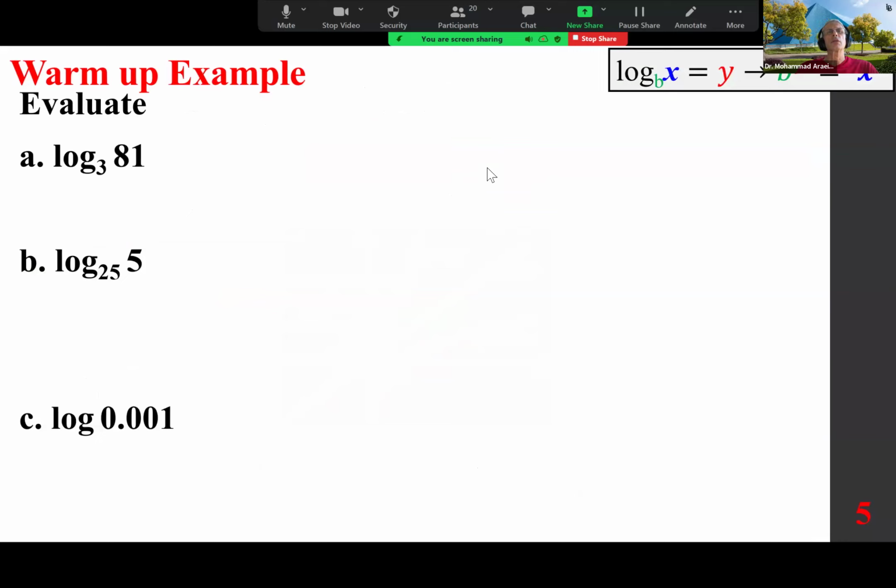All right, let's look at some warm-up examples, reminding you how we can go from one format to the next. How did we tackle this in algebra?